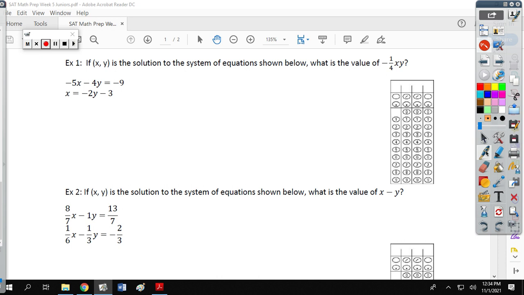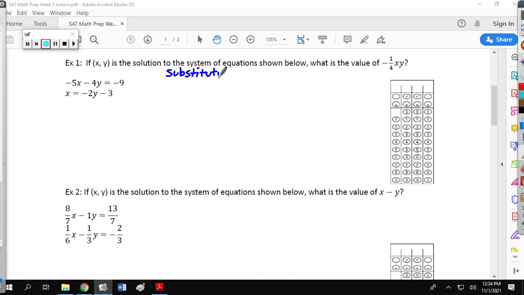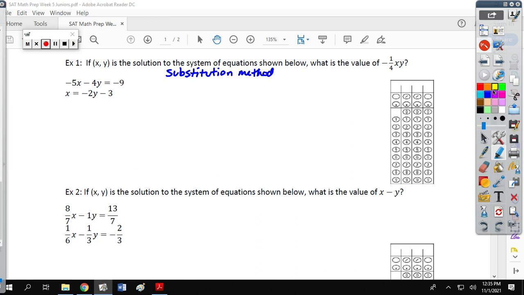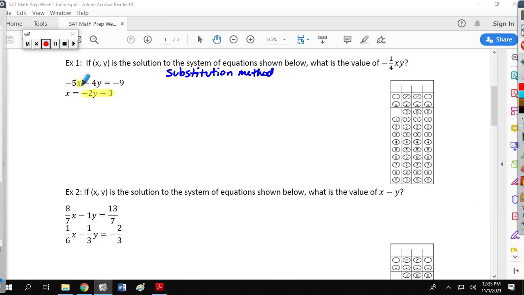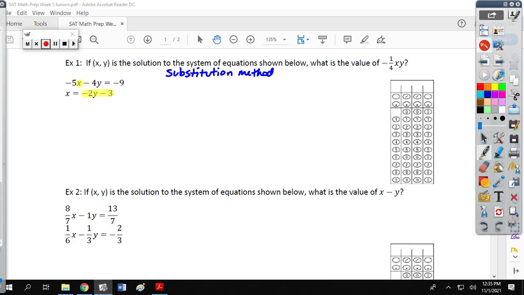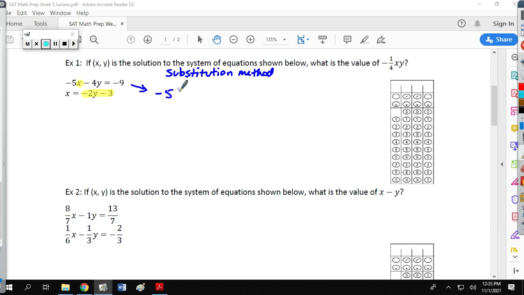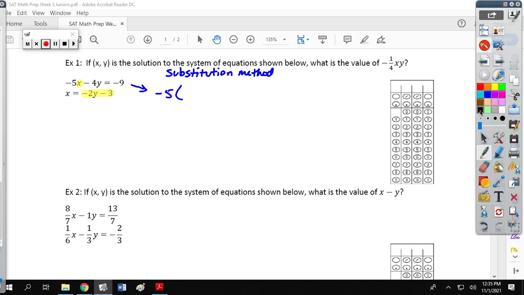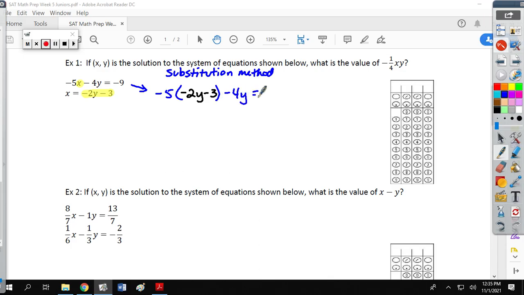We're going to jump in to example 1. In example 1, we should notice that this is set up for the substitution method, because we have one equation that is already solved for one variable. In this case, x equals negative 2y minus 3, so we can take that and plug it into the first equation. That would be negative 5 times negative 2y minus 3, minus 4y equals negative 9.